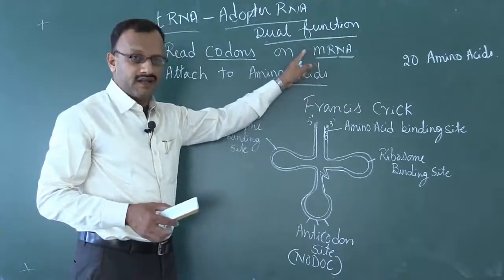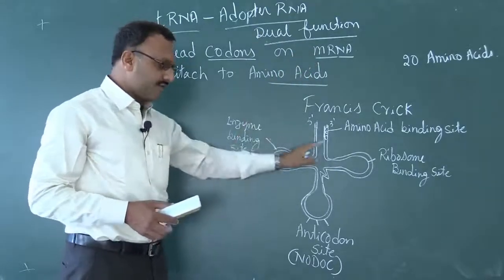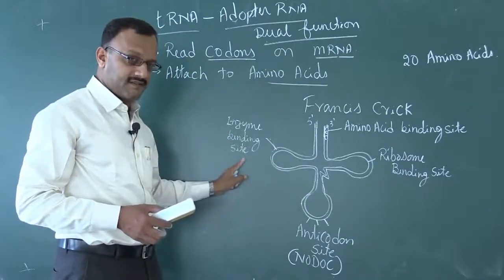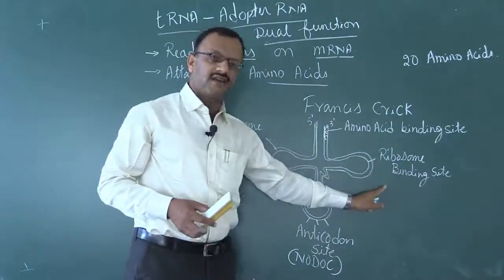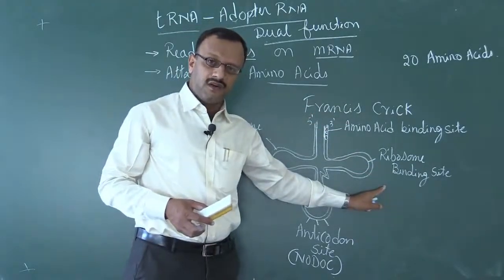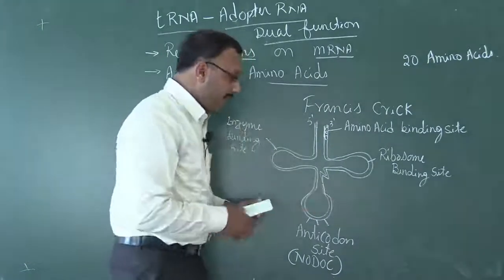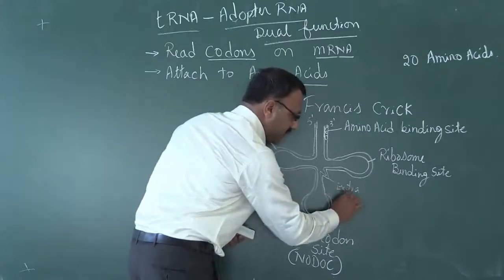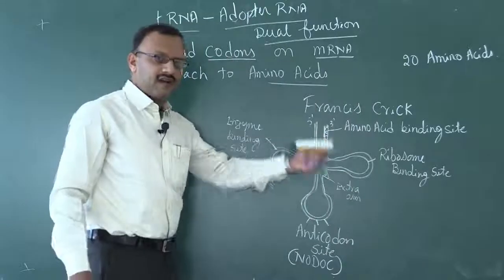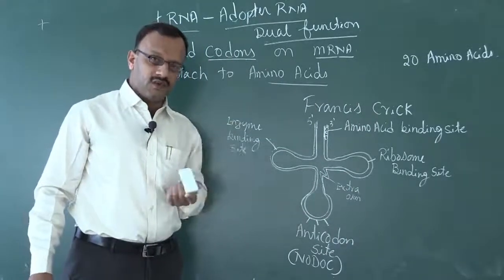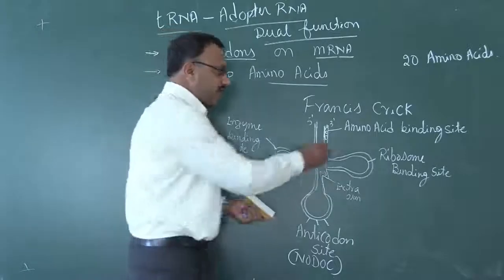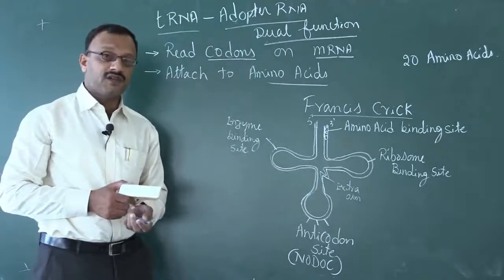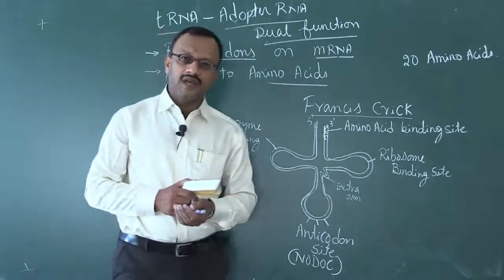on mRNA. Whereas the other two arms found on the other side, one is the enzyme binding site or enzyme recognizing site, and the opposite end is called the ribosome binding site, which plays a role in protein synthesis. Apart from that, there is one extra arm which does not have any specific role. This RNA, which resembles a clover leaf, was proposed by Francis Crick in the form of a model called the clover leaf model, which works for the process of protein synthesis.